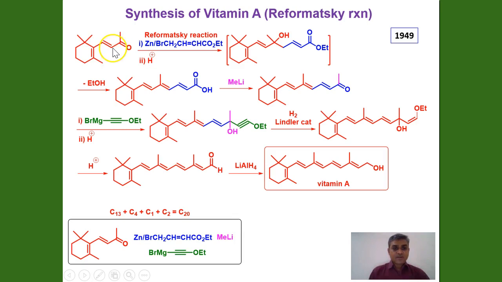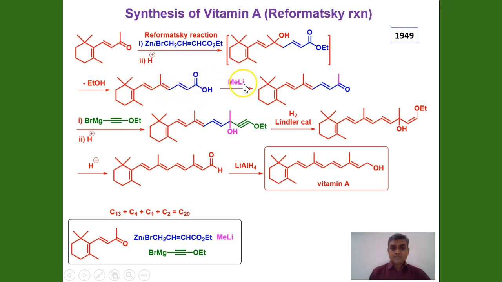So starting from beta-ionone, it reacts with the Reformatsky reagent and we get a hydroxy ester here. It's an alpha beta unsaturated ester, and here is a tertiary hydroxyl group. Under acidic conditions, hydrolysis of this ester occurs as well as the dehydration of the tertiary alcohol, and we get here 4 conjugated double bonds.